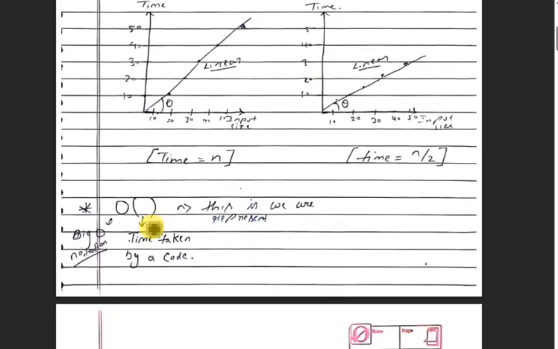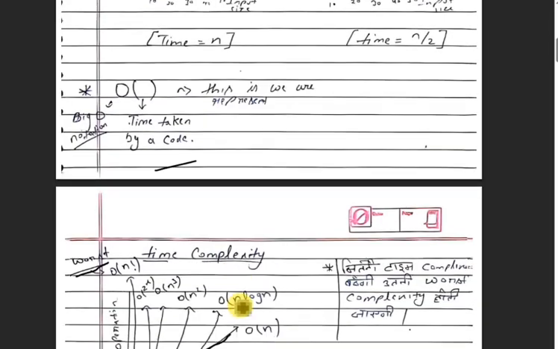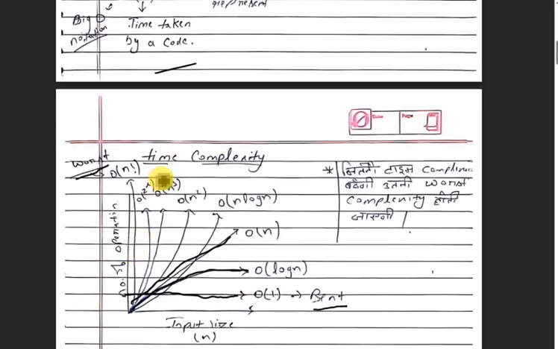Next we have, what is this? This is actually a representation of complexity. It shows big O. Big O is just like a representation of complexity. Big O notation: in the brackets we write the time taken by a code. Got it? So let's see what happens. This is time complexity. This is actually a graph. This is a very complex graph, I know, but we will all understand it.